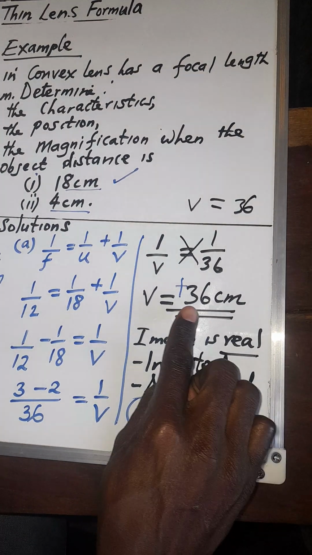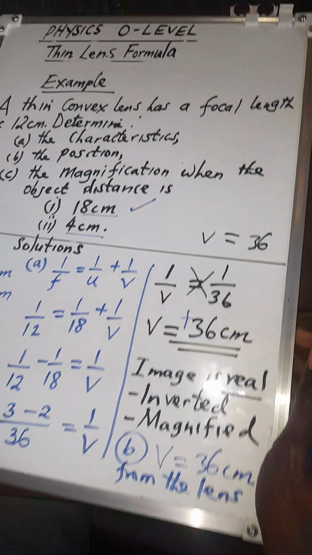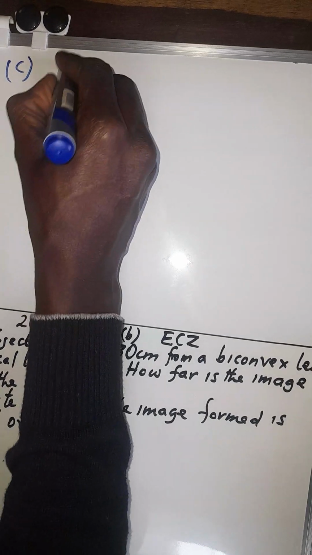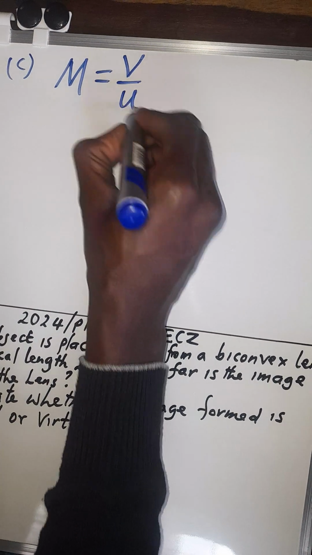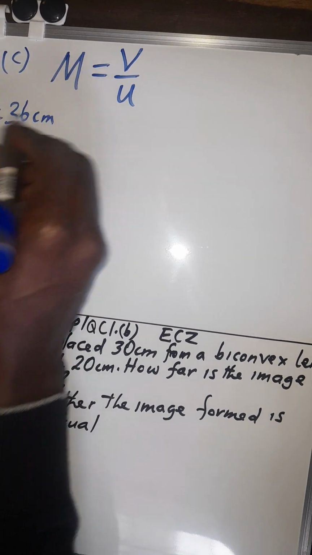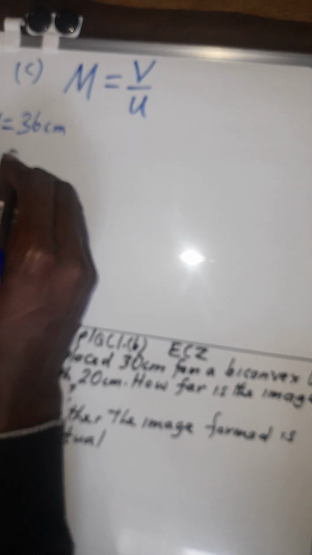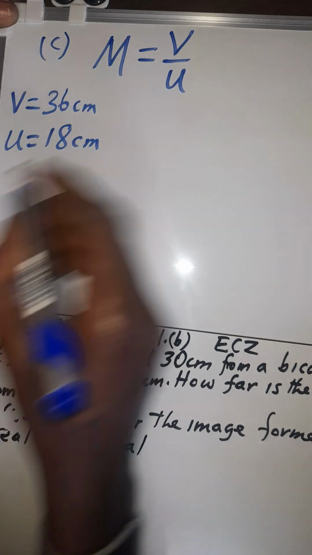Since we know V and we know what U is, we can calculate magnification. Remember what we said: linear magnification is equal to image distance divided by the object distance. We know V is 36 centimeters and U is 18 centimeters, so we can calculate the magnification.